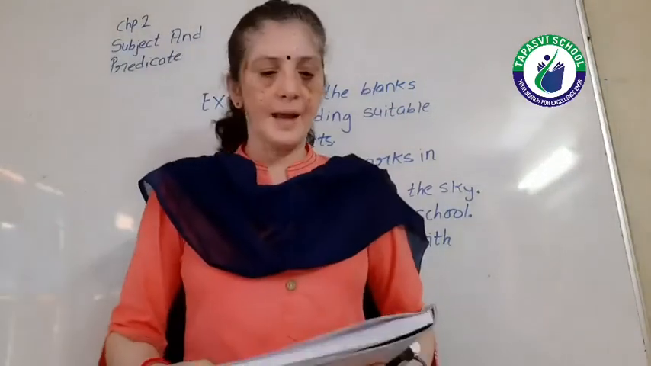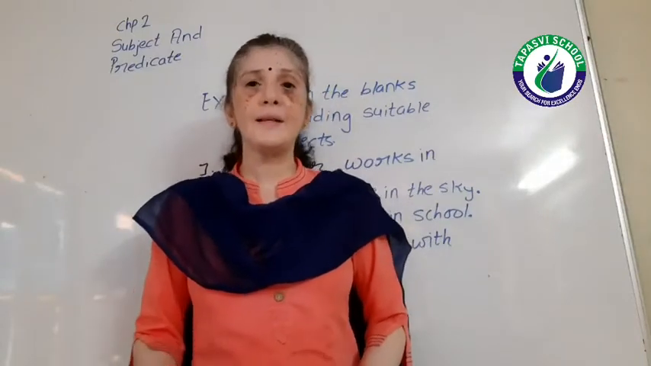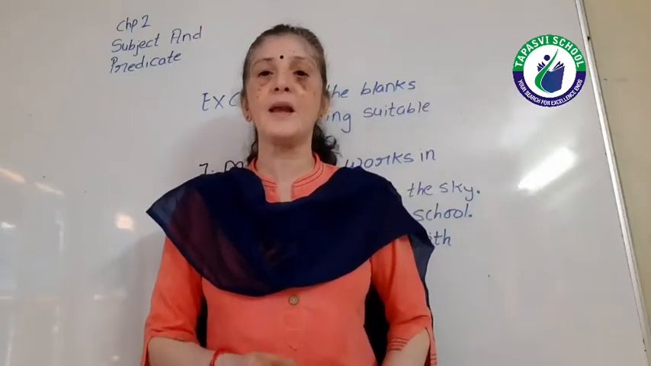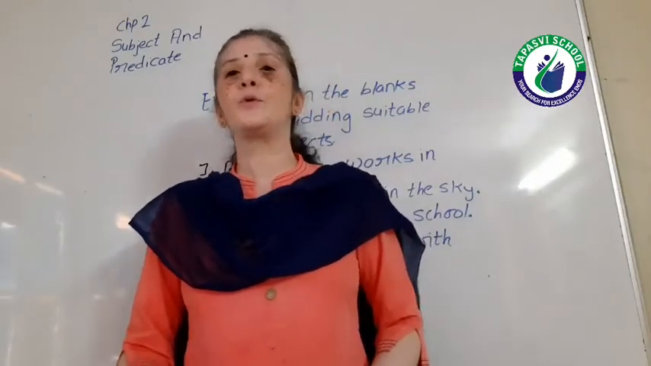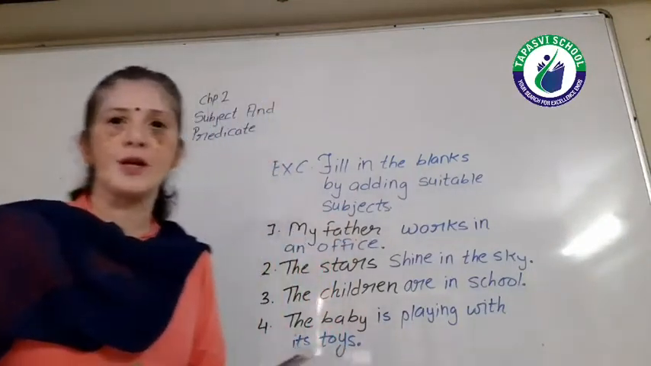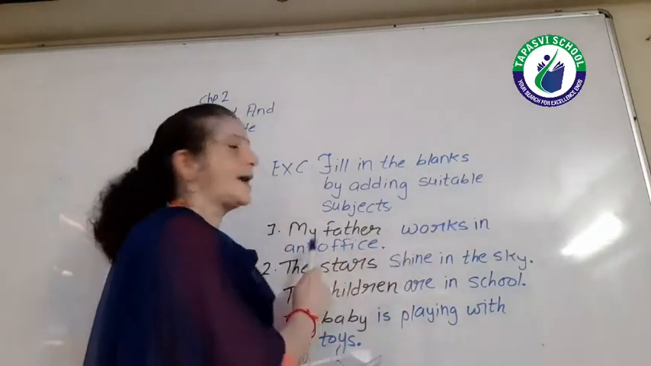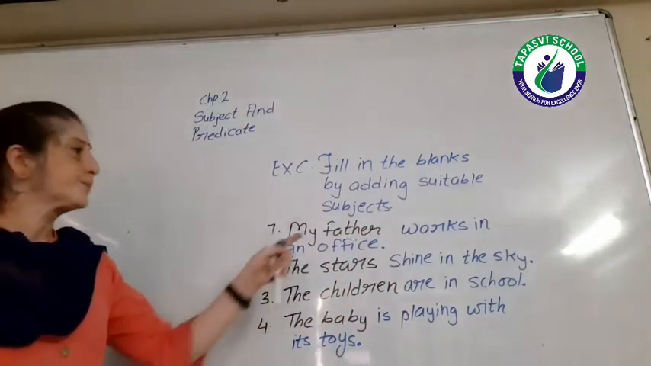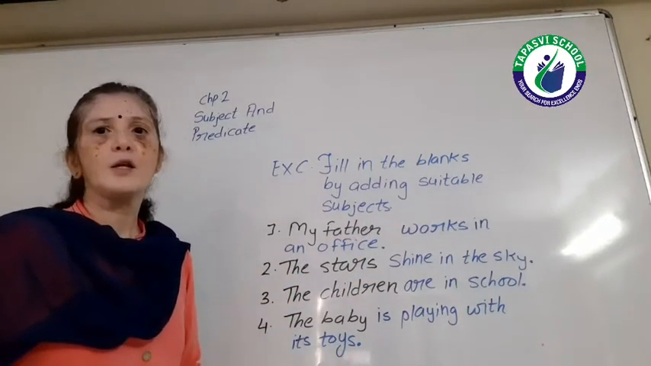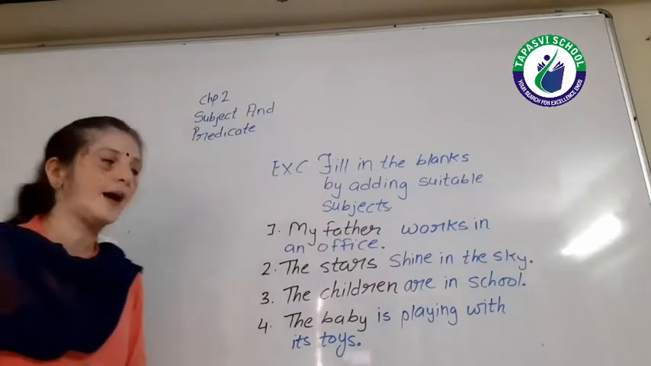Now students, exercise C. Here blanks are given. In this exercise, predicates are given and you have to add subjects. Fill in the blanks by adding suitable subjects, right? First one, my father works in an office. See here, works in an office is given, right? So what do you have to add? My father. Add the subject, my father.